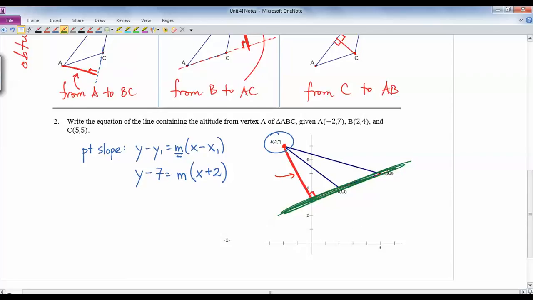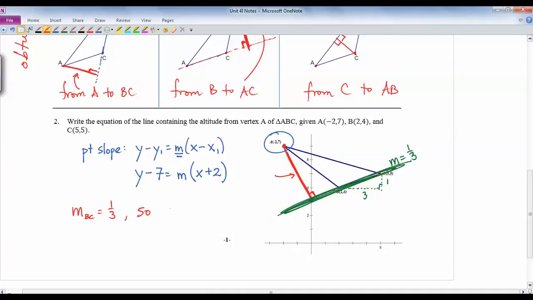So what I could do is get the slope of this green line right here, right over and up. And when I go across, the x's change from 2 to 5, so that's 3 over. And the y's go up from 4 to 5, so that's up 1. So now I know that the slope of this green line is 1 over 3, and it's positive because I'm going uphill. Since the altitude's perpendicular, I'll write here: the slope of BC is 1 over 3.